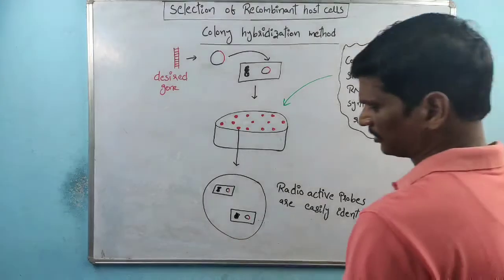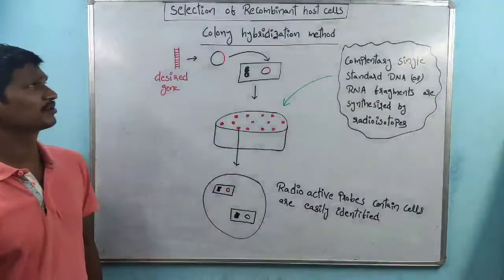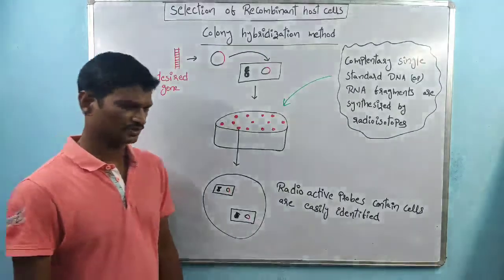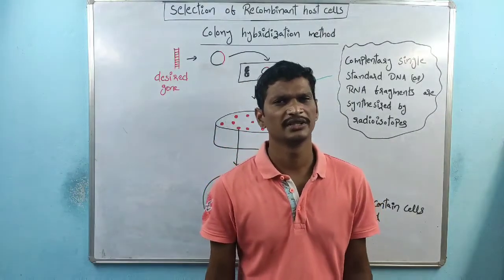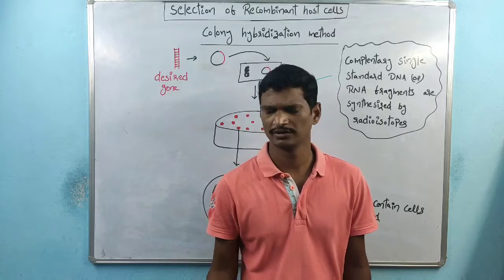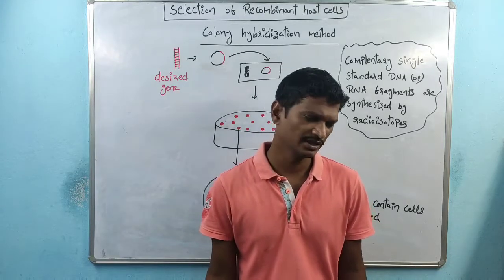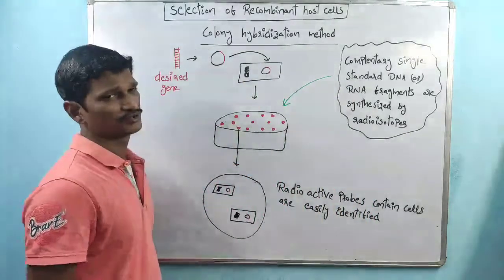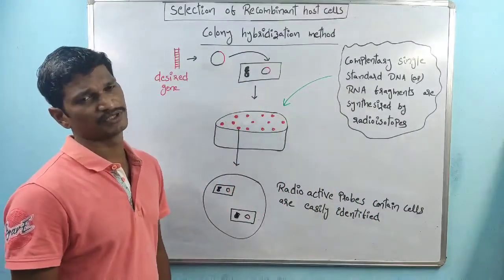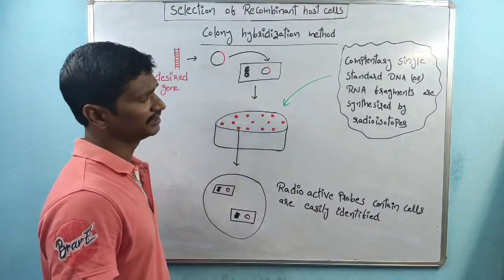Coming to the last step in the selection process, this is called the colony hybridization process. Remember, this technique is not given in our NCERT textbook, but it is one of the important concepts we have to know, right? This method is called the colony hybridization method.